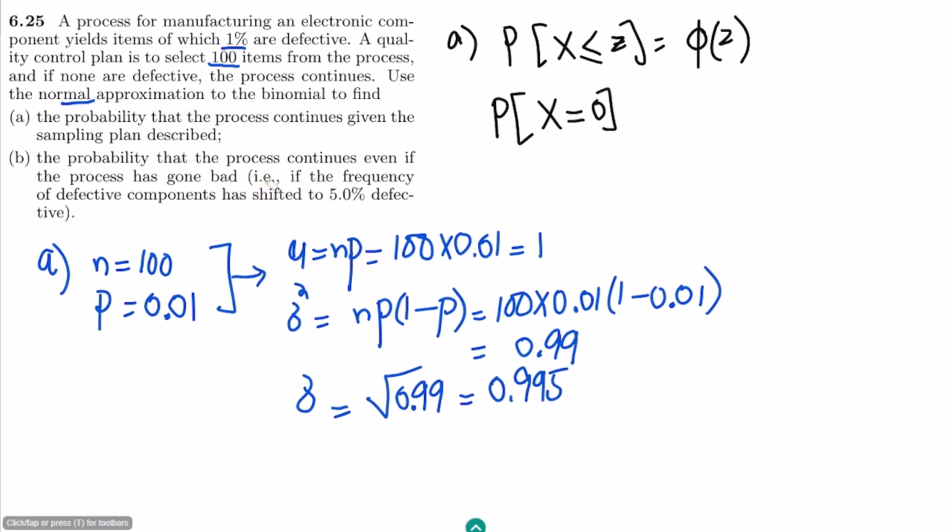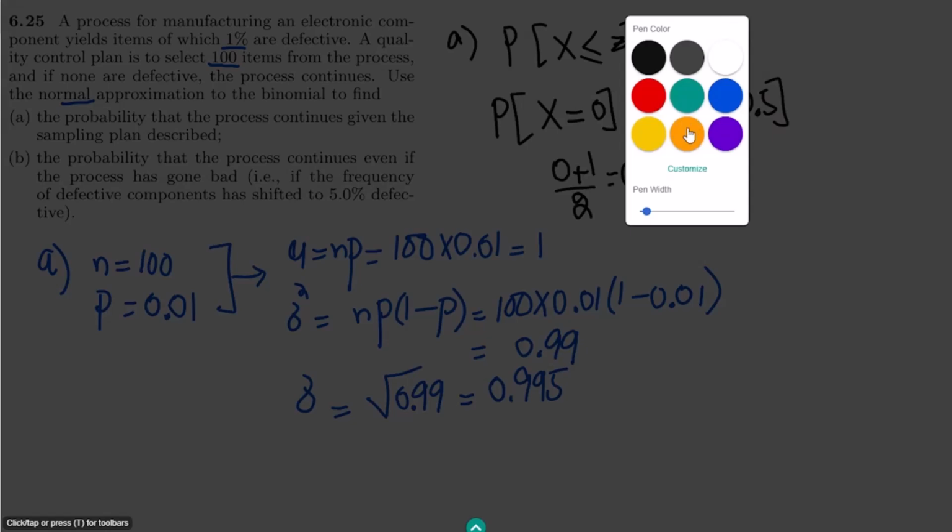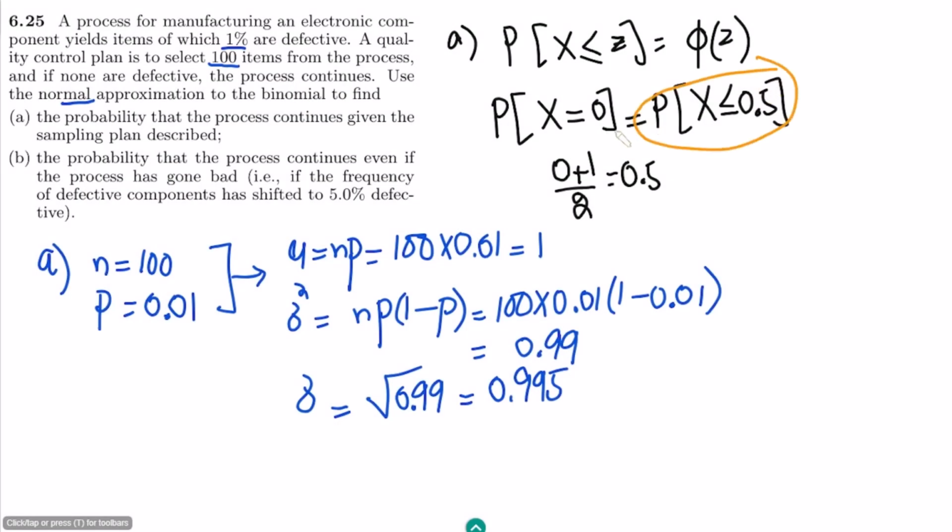But in order to approximate the binomial distribution, we take the lowest possible value, which is 0, and the next value, which is 1, and divide by 2. We take the average, which is 0.5. So it will be the probability that x is less than or equal to 0.5. We do this so that we can apply the z distribution.